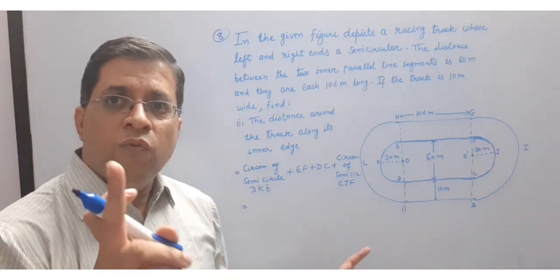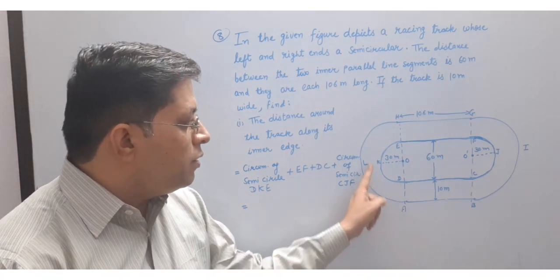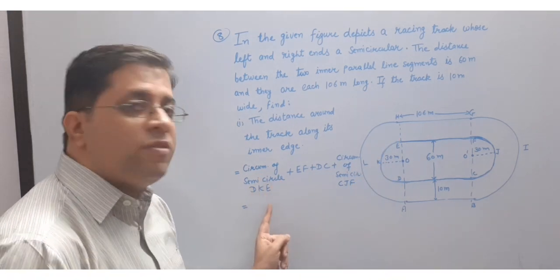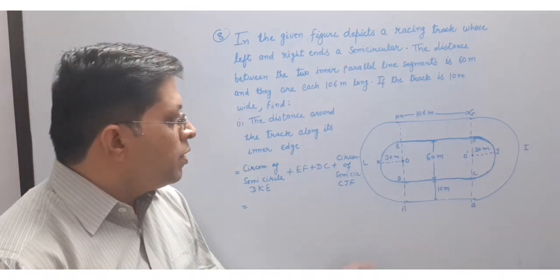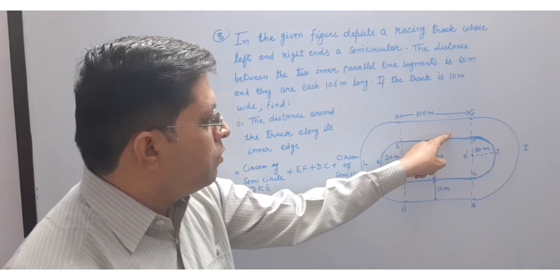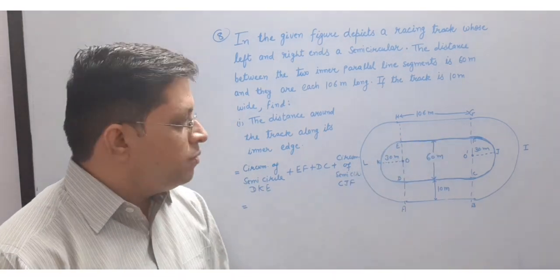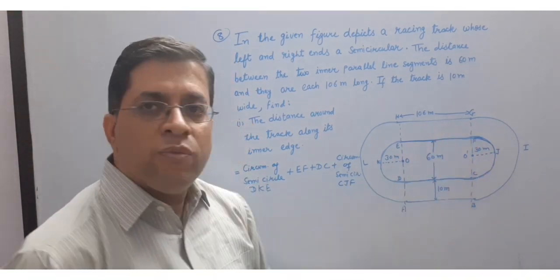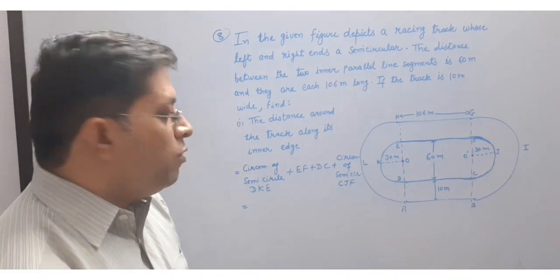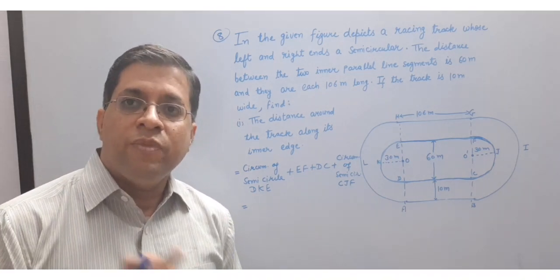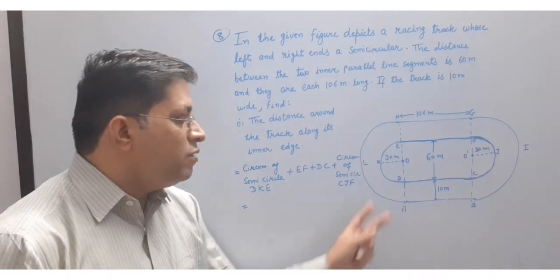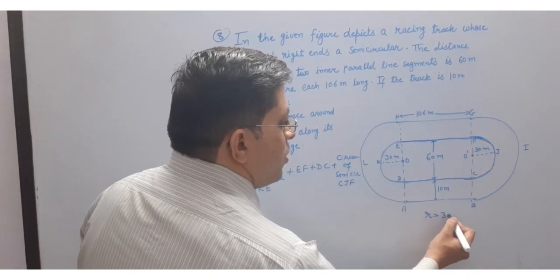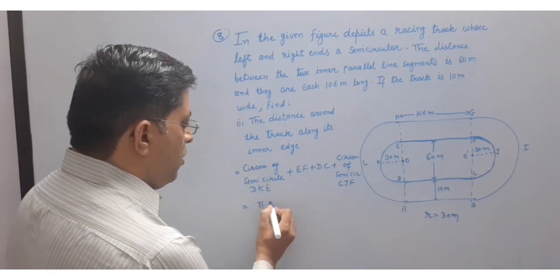First of all, you see the inner semicircle DAE, circumference of semicircle DAE. Then you see EF, this is EF distance. This is DC distance. And next one is CJF, semicircle. What is the circumference of a semicircle? That is pi r. R is 30 meter actually. So pi into 30.